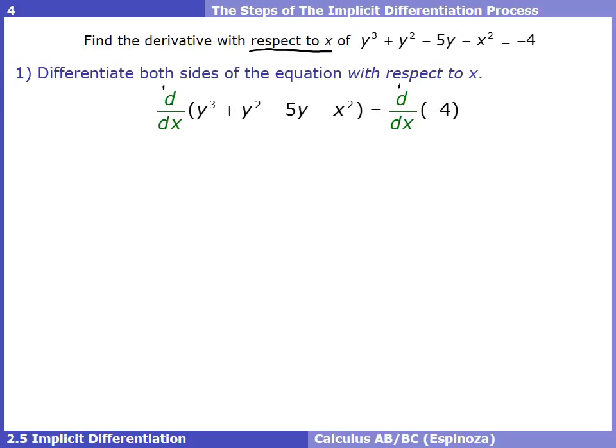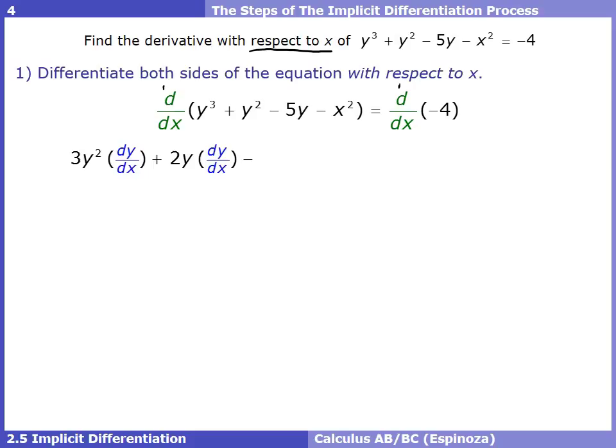How do we take the derivative of y cubed? Well, we can take the derivative just as if it was an x term. So the derivative of y cubed would be 3y squared. But because it's a y term, we need to throw in the dy dx. Same thing for y squared. We can take the derivative as normal, which would be 2y, but since it's a y term, we need to throw in a dy dx.